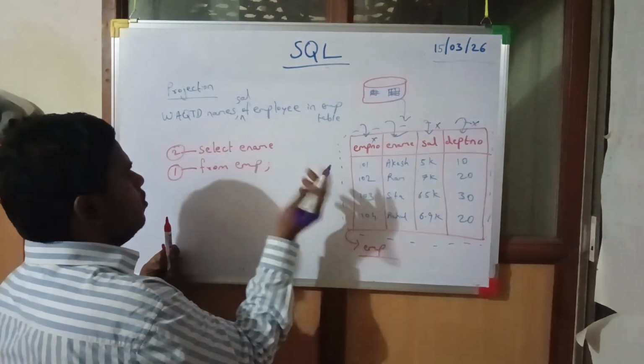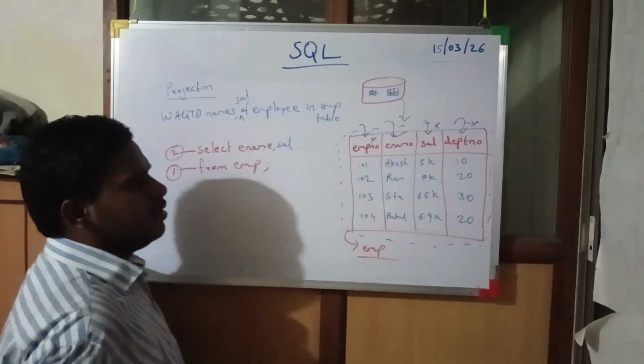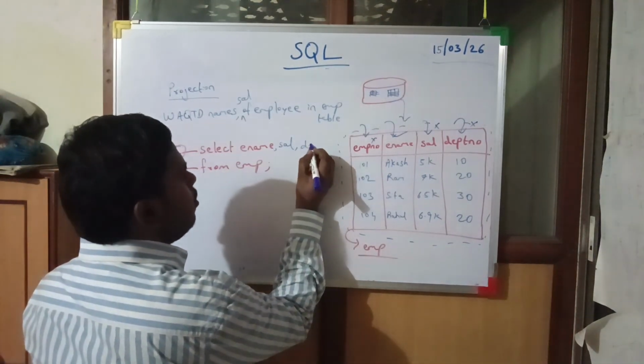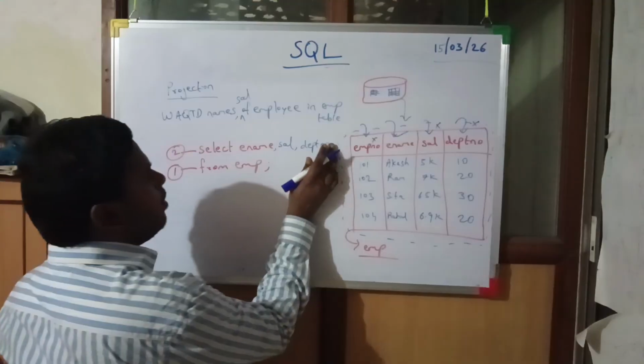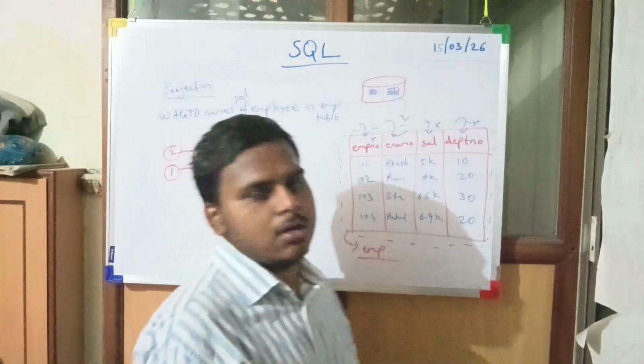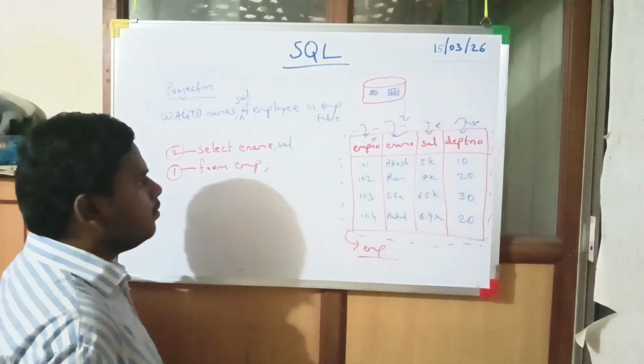Do one thing, only a small change: add a comma here and add the salary column. Okay, the salary column is named sal, so you will write sal. If you want to add more columns, you can write department number also. Just use the comma and add the column name in the select clause.